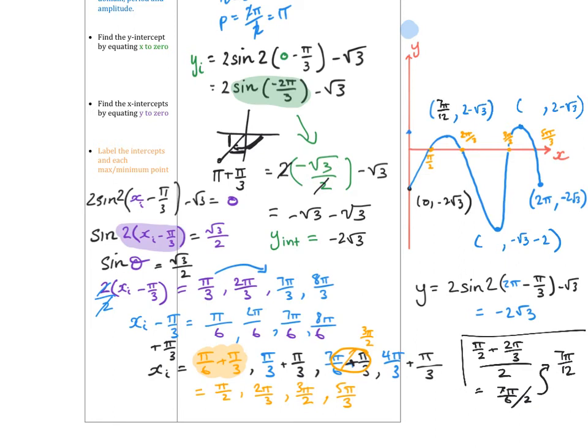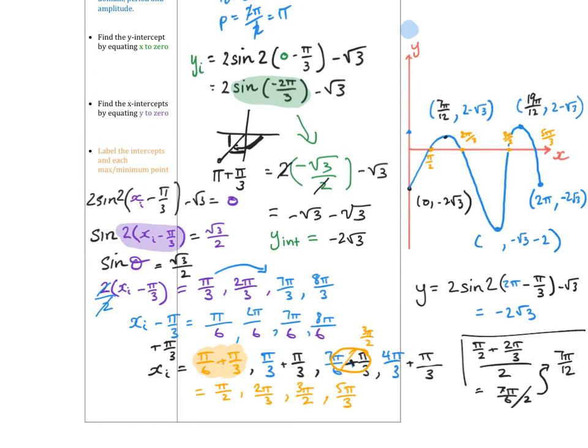So this point here is 7 pi on 12. Well, the next critical point is always going to happen exactly one period away from this point here. So the maximum there is going to be 7 pi on 12 plus pi, or 7 pi on 12 plus 12 pi on 12. So we know that to be 19 pi on 12.